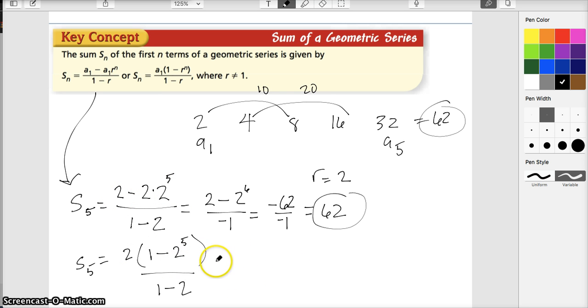So I'm not showing you anything particularly interesting by saying that this is 2 times 2 to the 5th power, which is going to be 32. 32 minus 1 is going to be negative 31, if you catch my drift, negative 1. And we see we get the same thing, negative 62 over negative 1, which is still 62. What's my point in doing that? I want you to recognize this formula, know that it works, and be ready to use it.